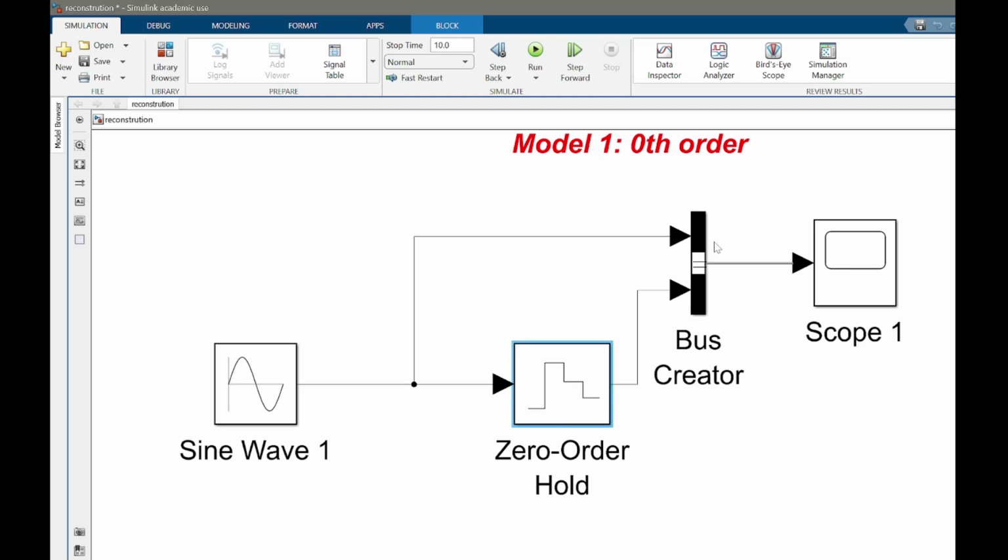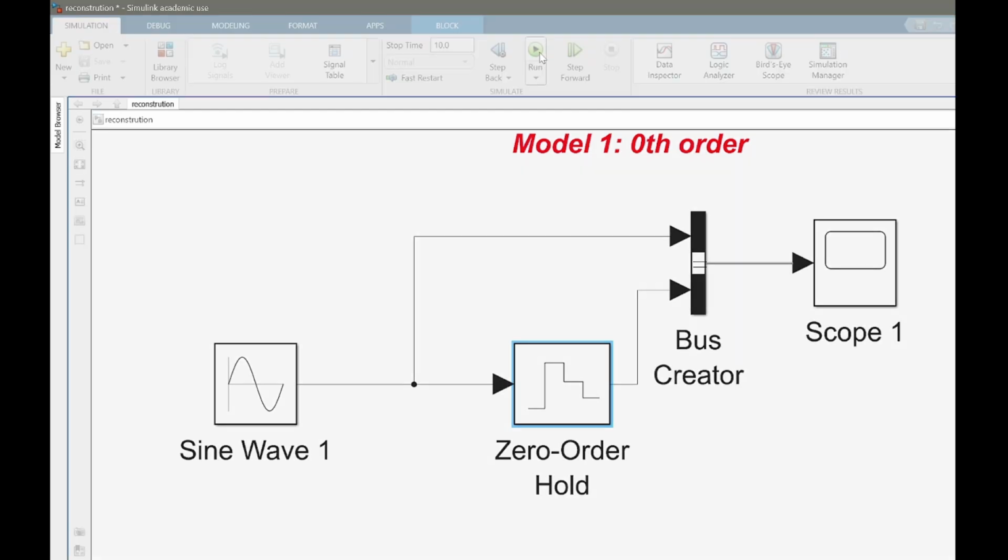Next, we have the bus creator. Its purpose is simply to combine multiple signals into one output. In our case, it combines the original sine wave and the zero order hold output, so both can be displayed together on a single scope. Let's run the simulation.